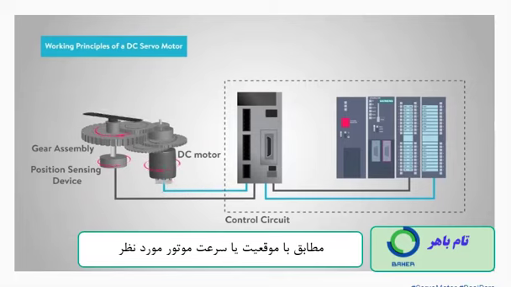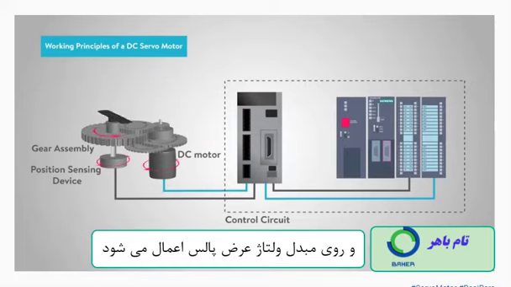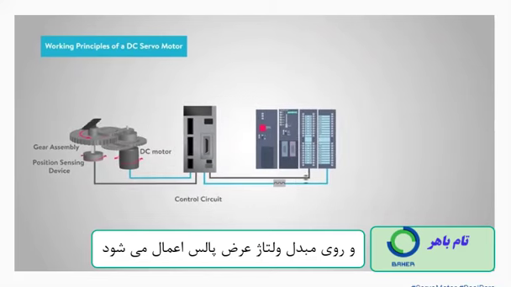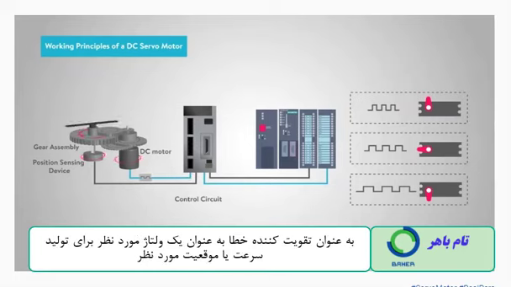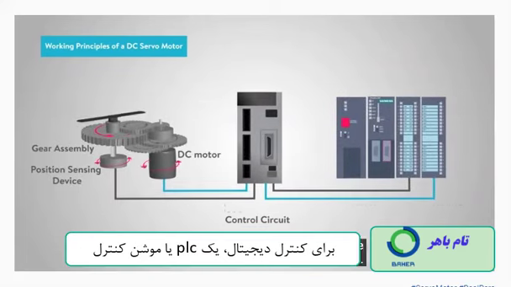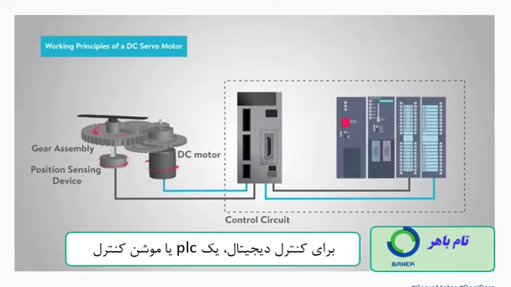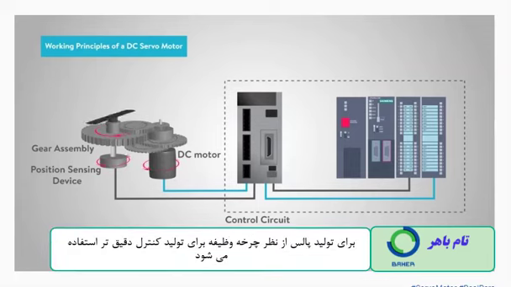or speed of the motor, and it is applied to a pulse width voltage converter. The length of the pulse decides the voltage applied at the error amplifier as a desired voltage to produce the desired speed or position. For digital control, a PLC or other motion controller is used for generating the pulses in terms of duty cycles to produce more accurate control.